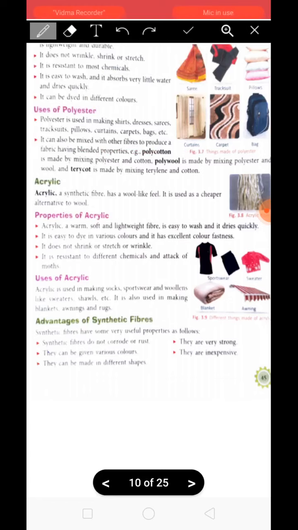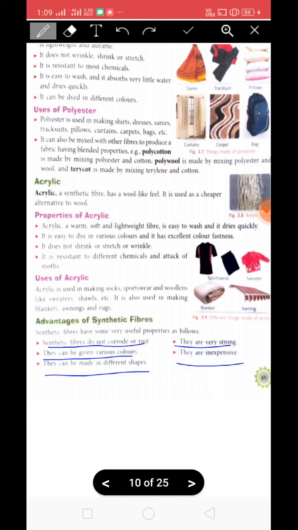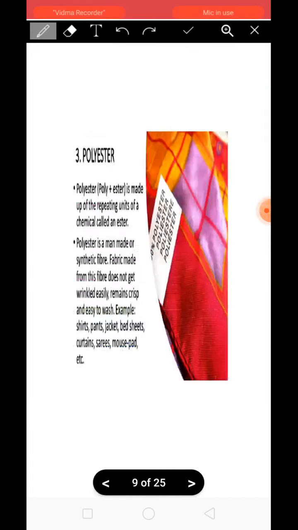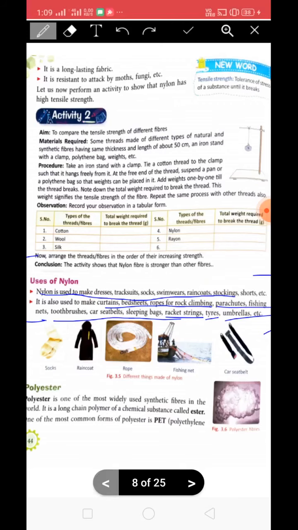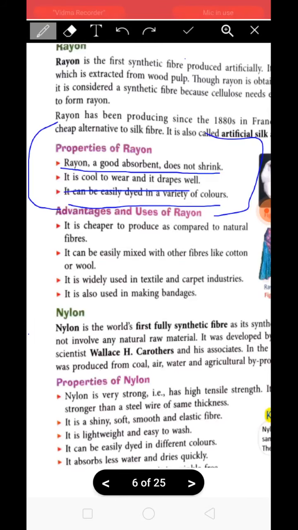Okay, you will write it from here. First is synthetic fiber do not corrode or rust. They can be given various color. They can be made in different shape. They are very strong. They are inexpensive. These are the qualities of the synthetic fiber or advantage of synthetic fiber. Now question number 2 of E is, why is nylon so useful? List down its property. Now nylon is given over here. Property of nylon, right? You can see.